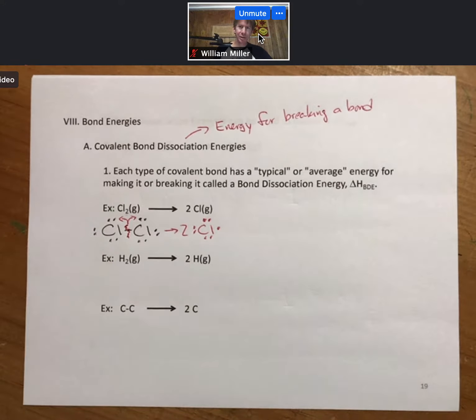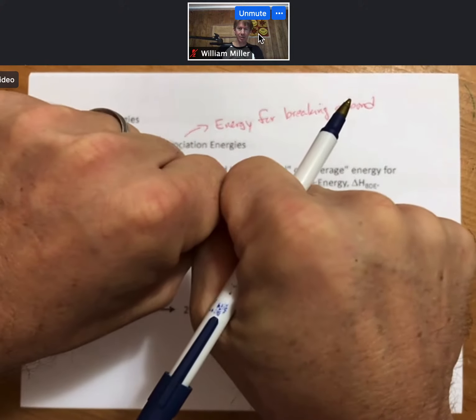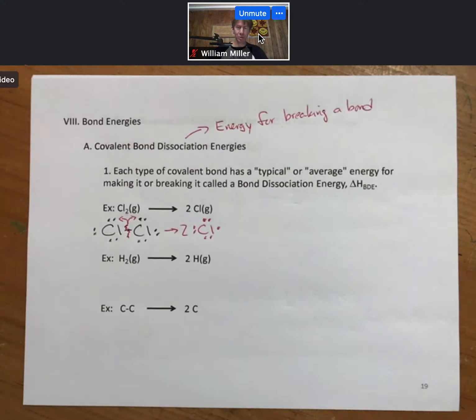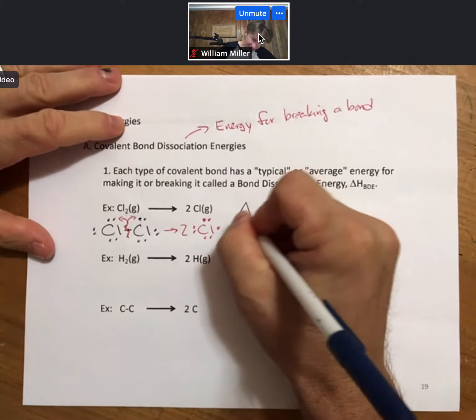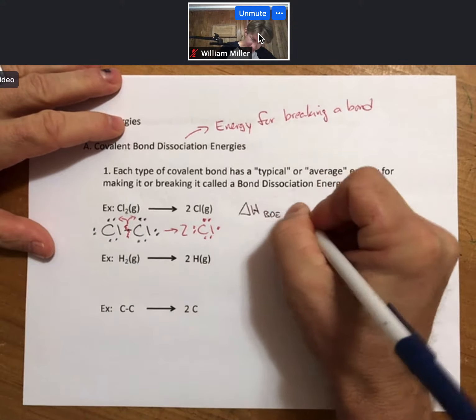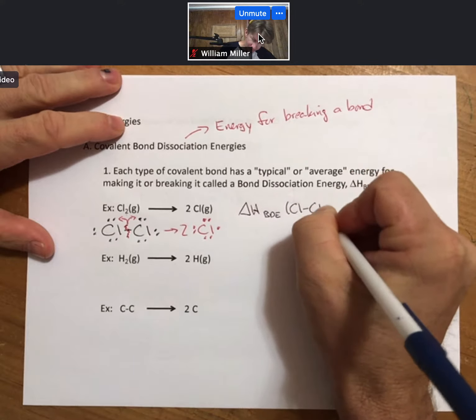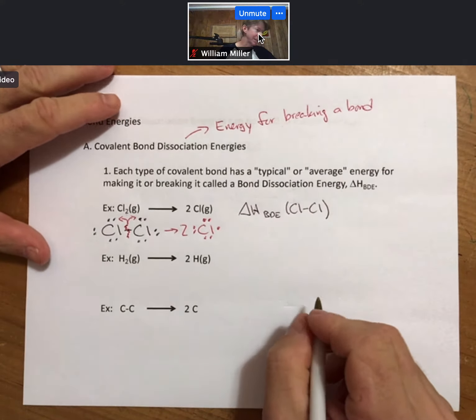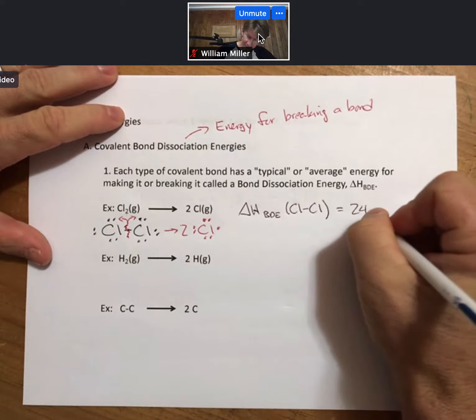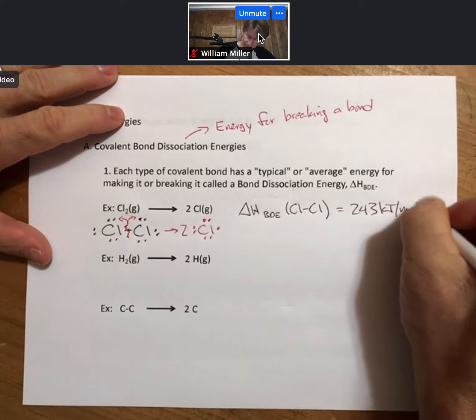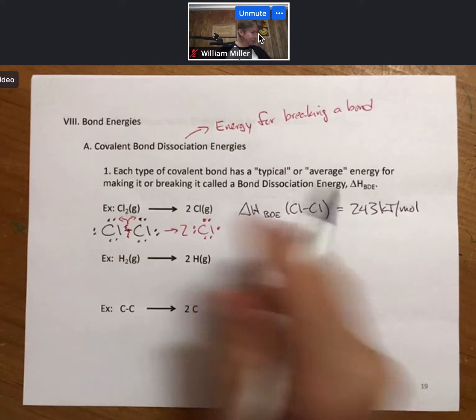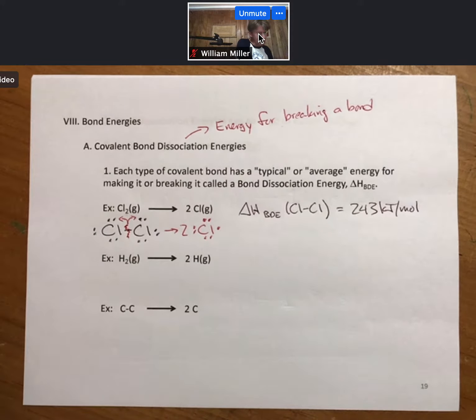And whenever you break a bond, the process is endothermic. It always takes energy to break bonds. We saw that when you bring two atoms together, they lower their energy. When you take them apart, you're going to raise their energy. You're going to need energy to do that. And so delta H BDE for a chlorine-chlorine single bond is 243 kilojoules per mole. And we don't have to memorize this number. We are given this number on our conversion and equation sheets.